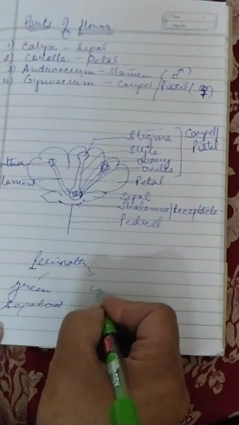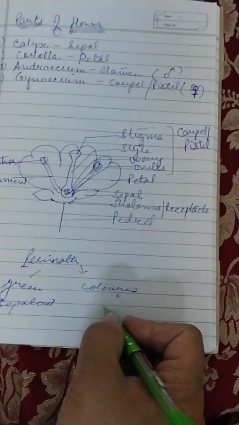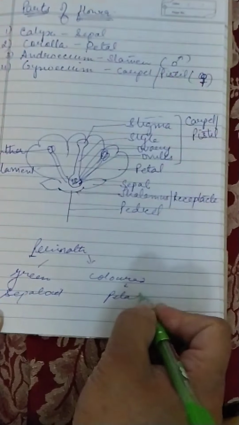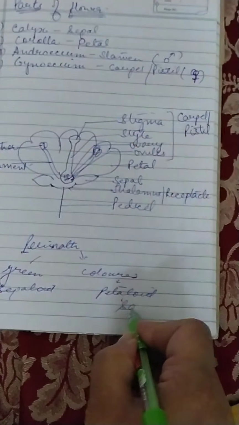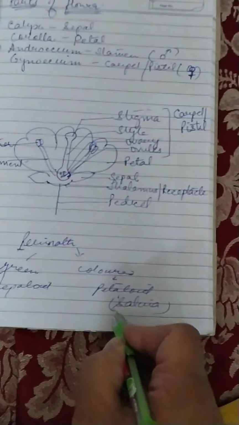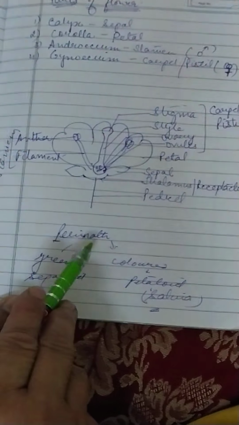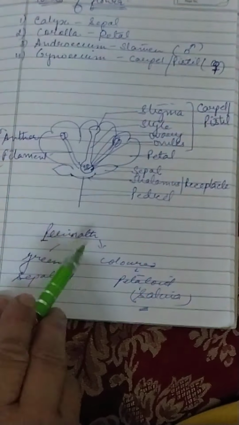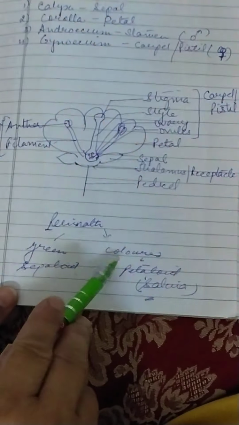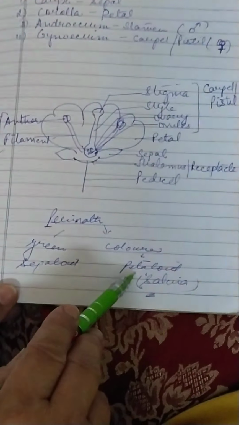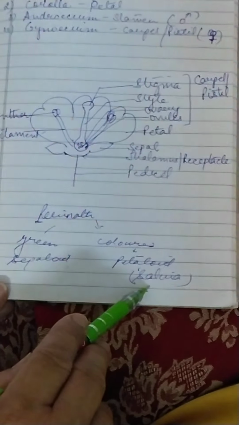But if the perianth is colored like that of petals, we call that a petaloid perianth. This petaloid perianth is present in salvia. Clear? Perianth if the sepals and petals are not differentiated. If both are green colored, we call that a sepaloid perianth. If both are brightly colored, we call that a petaloid perianth. And petaloid perianth is present in a salvia flower.